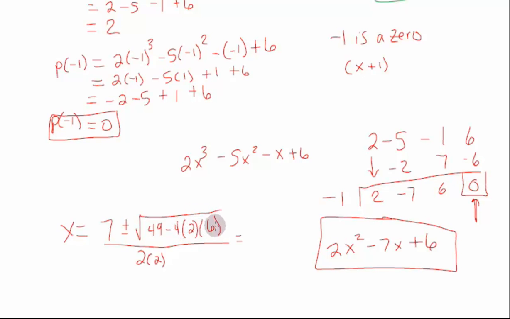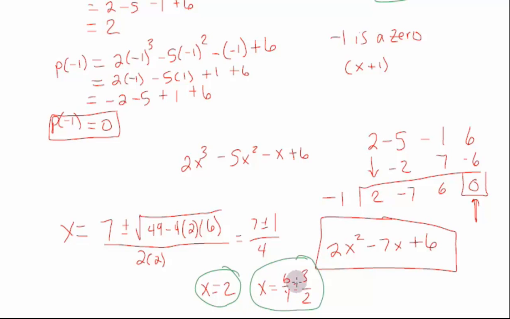Okay, well, what's in here? We have 24 times 2 is 48. 49 minus 48 is 1. Square root of 1 is 1. 7 plus or minus 1 all over 4. All right, so it looks like we can see the other two answers, right? We have 7 plus 1 is 8 over 4. 7 minus 1 is 6 over 4, or 3/2. So, one of the answers is x equals 2. Another zero is x equals 3/2. The third one is negative 1.